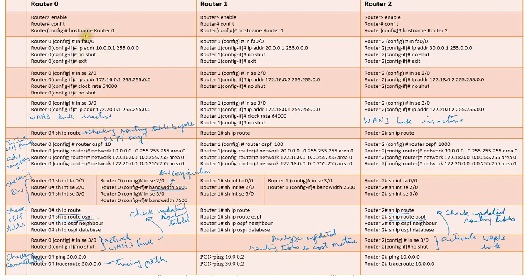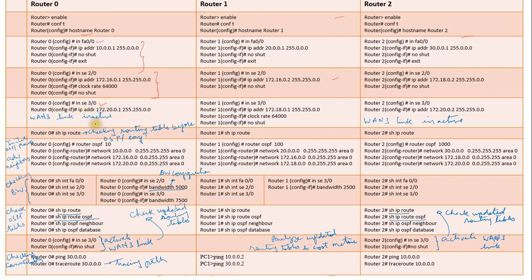Then let us discuss the configuration commands which are required on the three routers. Initially, I will be changing the hostname of the routers with the hostname command, and then you can set the IP addresses on each of the interfaces of router 0, router 1 and router 2. This is the IP address configuration on the fast Ethernet interface of router 0, and the IP address and clock rate configuration on the serial interface 2/0. Similarly, the configuration is followed on router 1 and router 2 also.